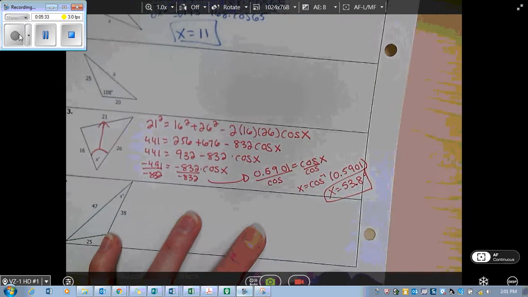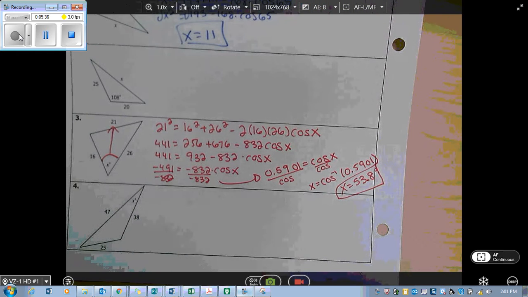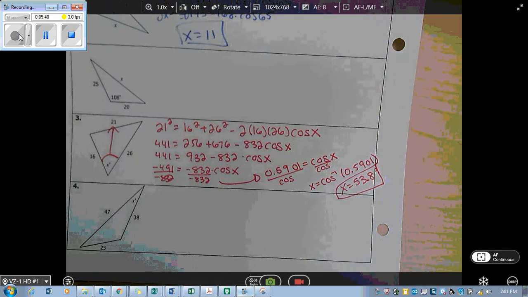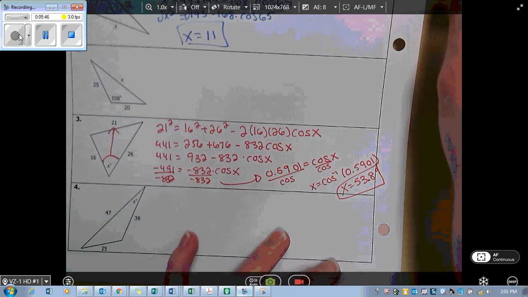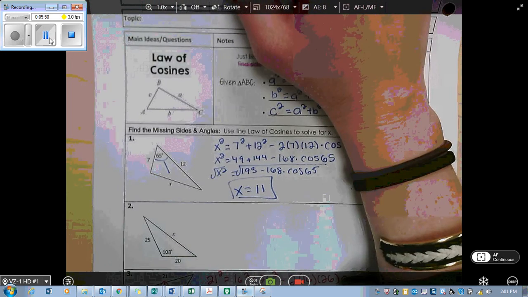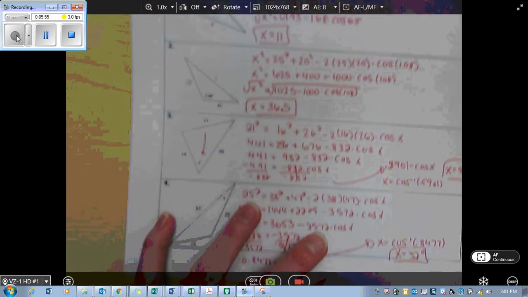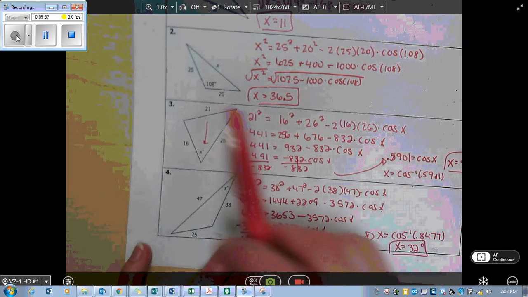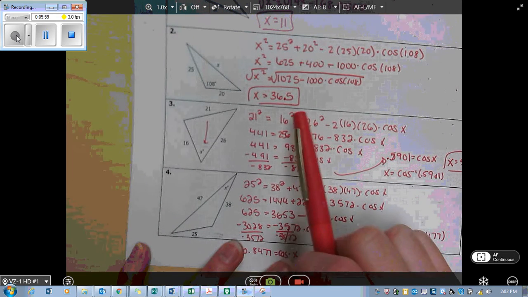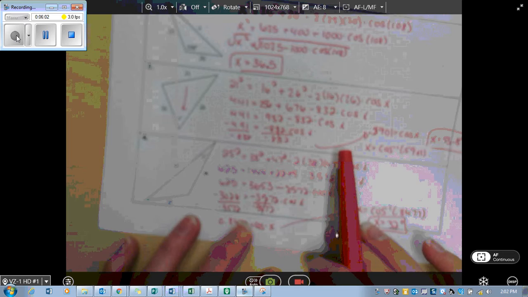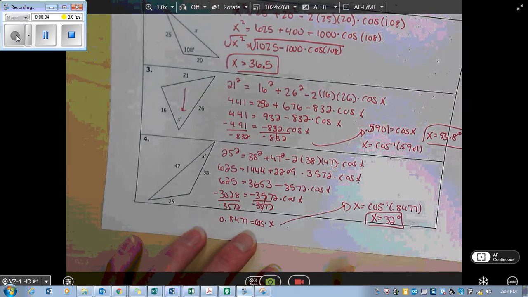All right, so what I want you to do is I want you to try number 2 and 4. So pause the video, try those, and then when you're done, you can start it back up and check your answers. You should have paused the video and answered, and you should have gotten for number 2, x is 36.5, and for number 4, you get 32 degrees.